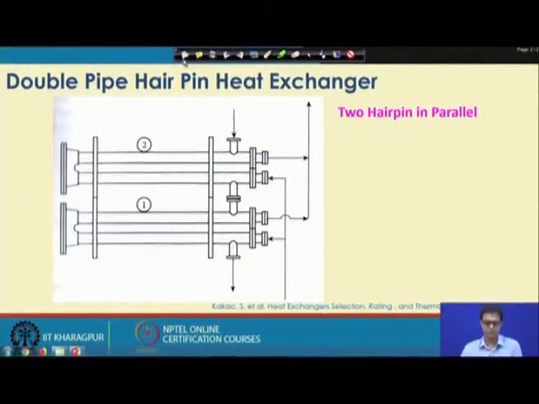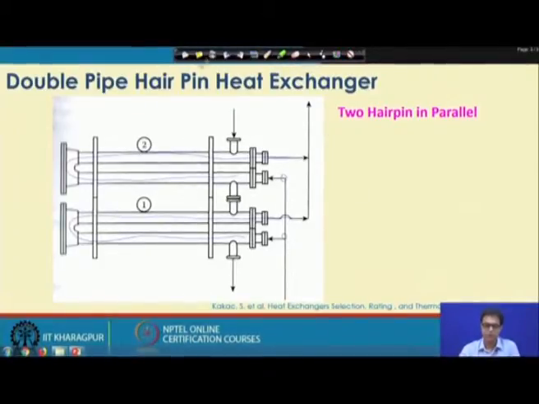Let me look once more. This is coming over here, getting distributed into this and this. This will come like this. Similarly, this fluid stream will come like this and come out like this. So, the other fluid stream follows this path in the tube, gets distributed, and finally comes out from this end. So, that is about the hairpin in the parallel mode.